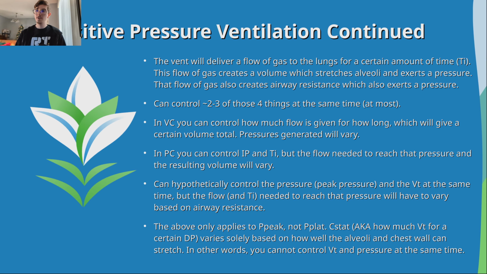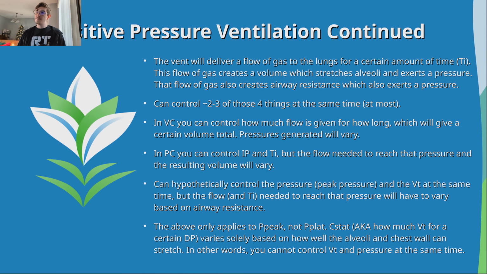Meanwhile, in pressure control, you control the inspiratory pressure and the inspiratory time, but the flow needed to reach that pressure and the resulting volume will vary. Basically, the ventilator is going to say, okay, I'm going to make a pressure of 14 at the airway opening, and I'm going to hold that pressure there for 1.2 seconds, let's say. And then the amount of flow that is generated is going to be determined by the airway resistance and the lung compliance. That's basically how pressure control works. The vent does not care about the resulting volume.